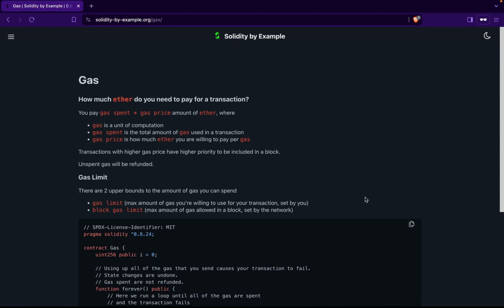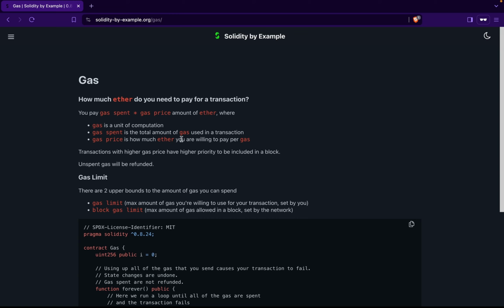In this section, we'll cover gas. So gas is a unit of computation on the Ethereum network. Any transaction that you send on the network that leads to some kind of execution on the EVM requires you to pay some kind of gas fee.